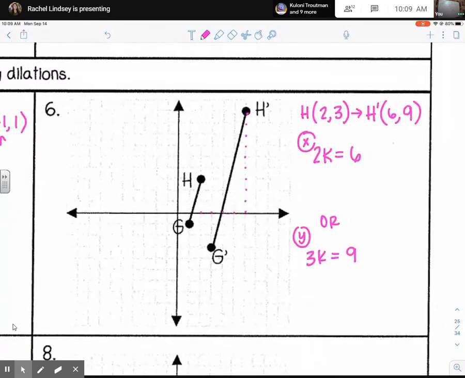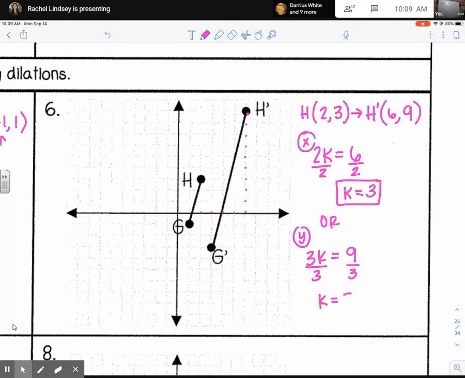So you might be able to look at that and say, I know what 2 times what gives me 6. You might not have to show any more work. But if you are confused about it, remember you can do inverse operations, and you can get k equals what? 3. And if you did that with the y, divide both sides by 3, what's 9 divided by 3? 3. So either way, you'd get the same scale factor.